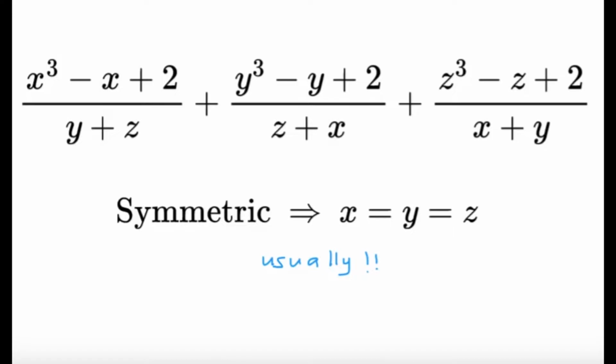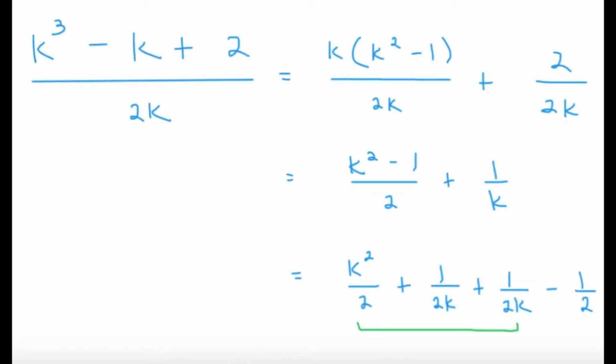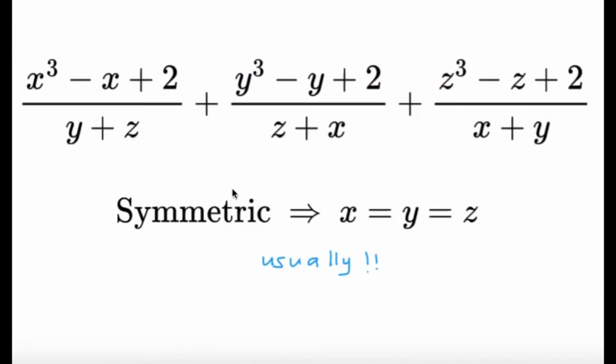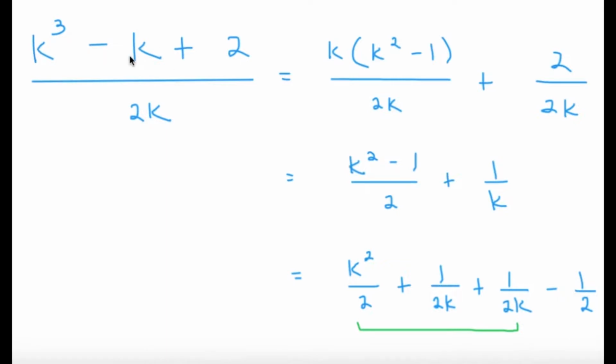So if x equals y equals z, then all of the terms are going to look something like (k cubed minus k plus 2) over 2k. Just substituting all of them to be k, you're going to realize it's just 3 times this value of (k cubed minus k plus 2) divided by 2k. So I'll just focus on one of them. Whatever the minimum value of this one is, I'm just going to multiply it by 3.